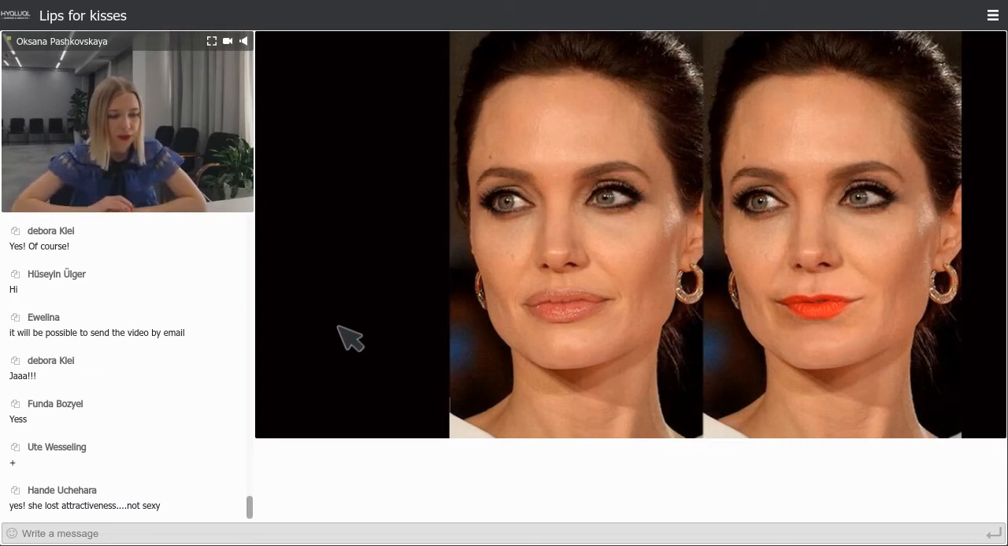Okay, thank you. She lost attractiveness, not sexy. Yes, and you know, when a woman with such a type of face comes to you, you should propose her to inject her lips, because really it would be pretty nice and she would be really more attractive with full lips. Just analyze your face, because somebody really needs her lips to be injected with additional volume.